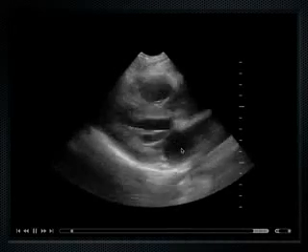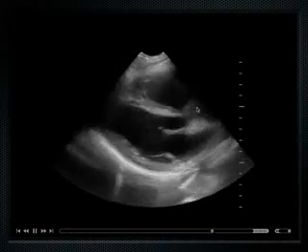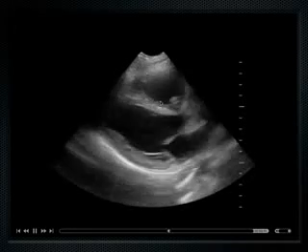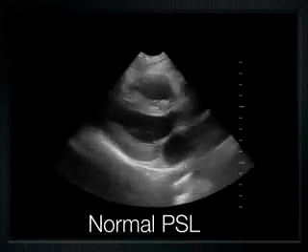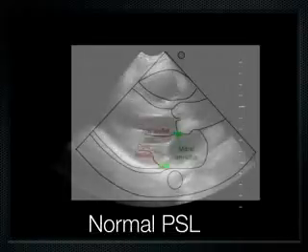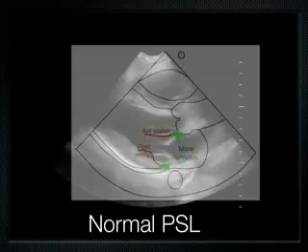And you get the parasternal long, you see left atrium, left ventricle, aortic outflow tract, right ventricle, and this is the interventricular septum. This is the posterior wall. This is the mitral valve here, the anterior leaflet, and the posterior leaflet's down here. And this is just a normal parasternal long axis of the heart, with a quick overlay there just to kind of review some of the anatomy.